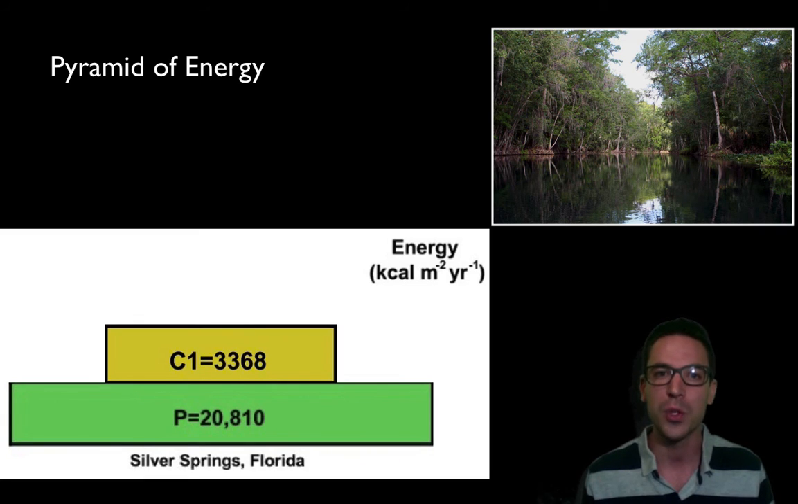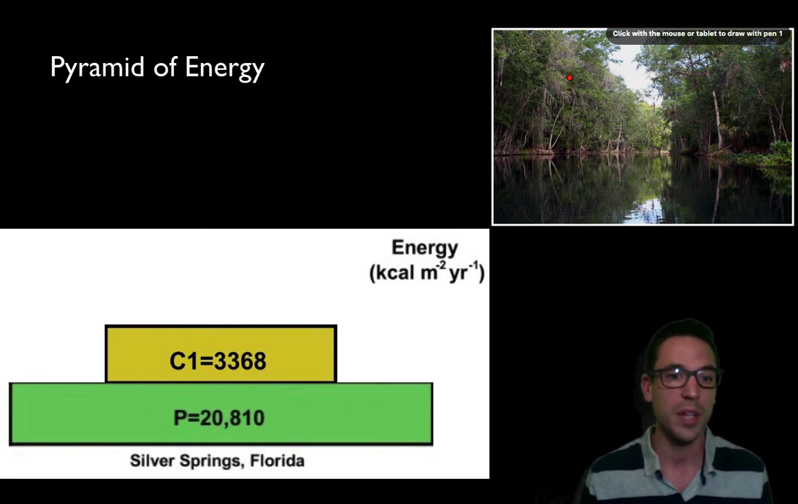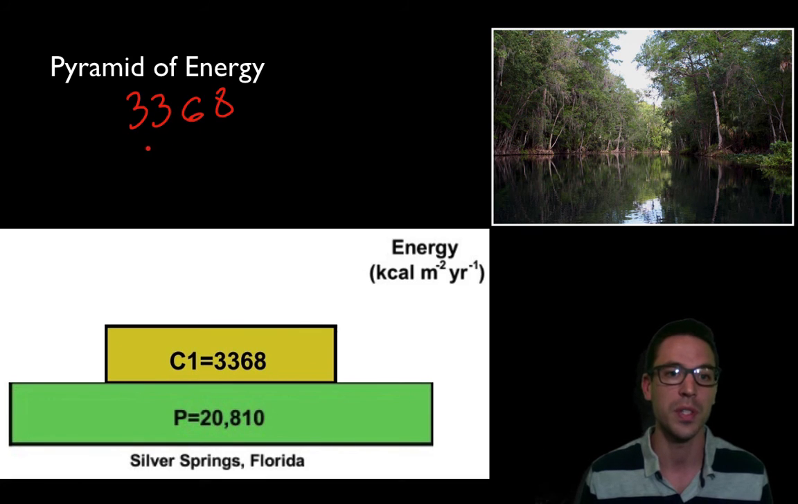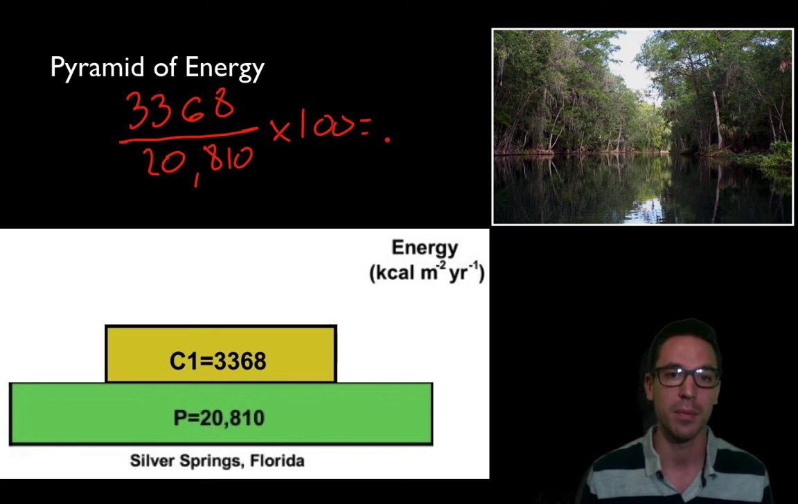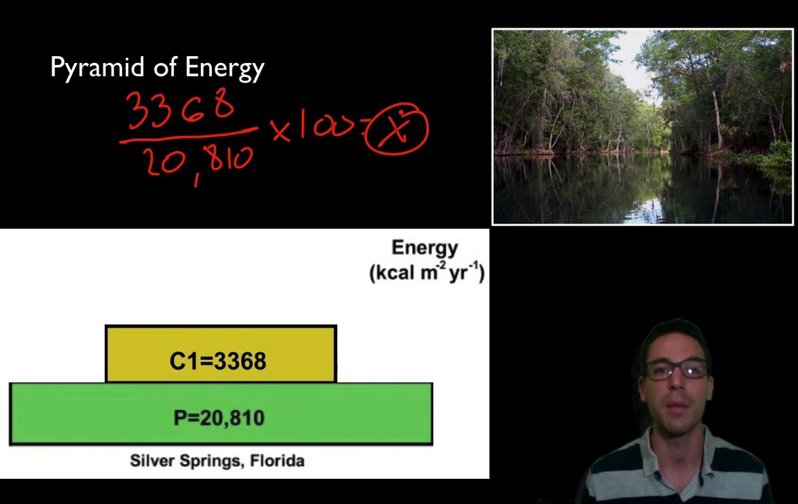So if I were to ask you what percent of energy moved from producer to primary consumer, you should be able to calculate that. The way we do that is simply we can take our amount of energy that was successfully stored, 3,368, and divide that by how much it originally had, 20,810. And then if I multiply that by 100, I get my total percentage that was transferred. So go ahead and pause the video and give this a shot, and let's see what you get.